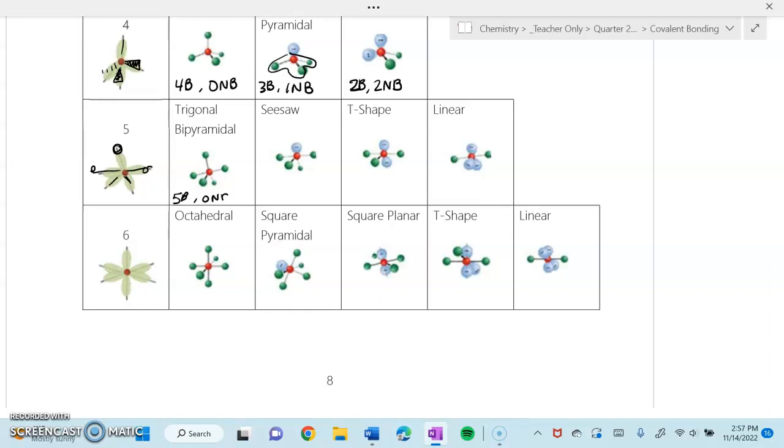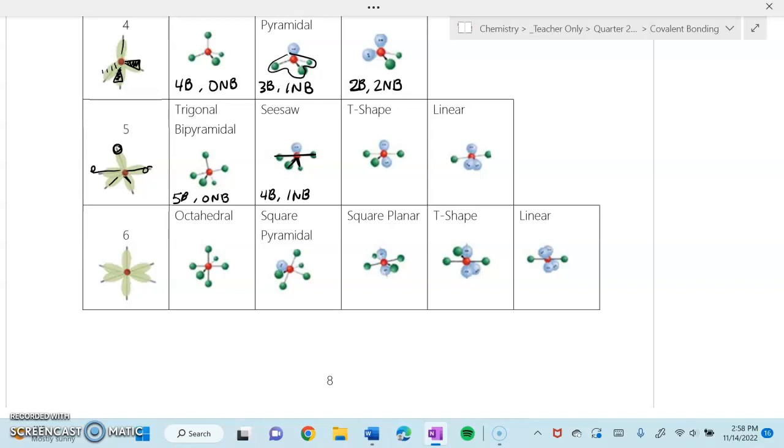Then seesaw is if you think about a little seesaw that kids play on at the park. This would be the 2 legs at the bottom, and then the actual part of the teeter-totter that goes up and down, if that helps you visualize. Kind of a nicer way than saying a decapitated ballerina, but that is kind of what we're seeing here, where we have 4 bonding regions and 1 non-bonding region. Seesaw.